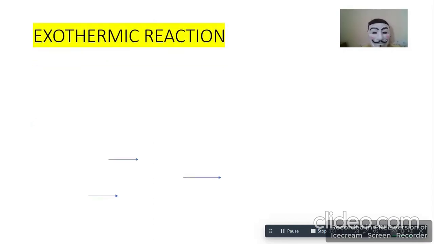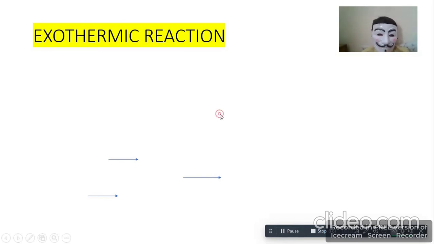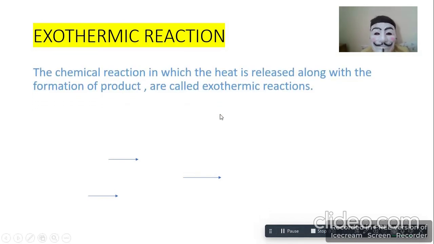Now let's see one of the main reactions, which is the exothermic reaction. In this reaction, heat is released. The topics of this chapter are not so hard to remember, it's easy, because a chemical reaction in which heat is released along with the formation of product is called an exothermic reaction. In this type of reaction, heat is released.